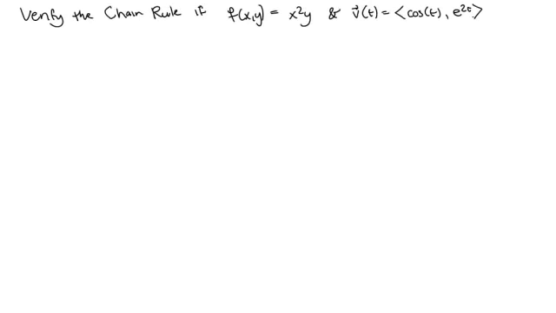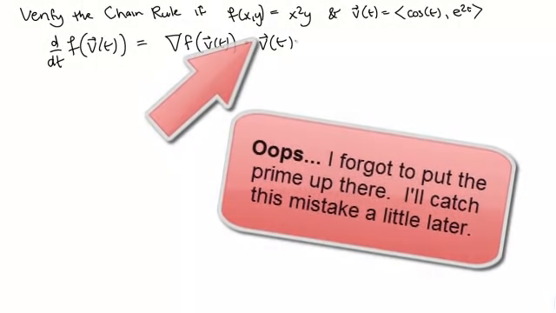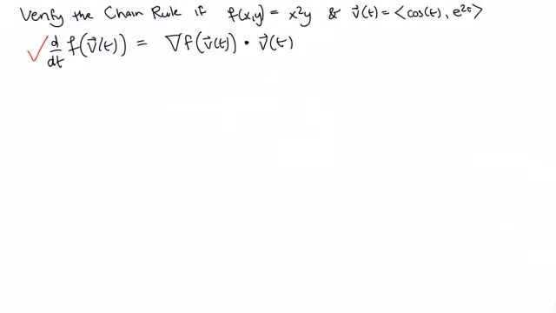Verify the chain rule if f of x, y is equal to x squared y and v of t is equal to the cosine of t times e to the 2t. So the multivariable chain rule says that if we were to take v of t, a vector-valued function, and plug it into f, a function of two variables, and then differentiate that, that should be the derivative of the outer function, which is the gradient of f at v of t, dotted with the derivative of the inner function, which is the velocity vector v prime of t. So what we're trying to do is simply check that this formula works out. So let's attack it in pieces.